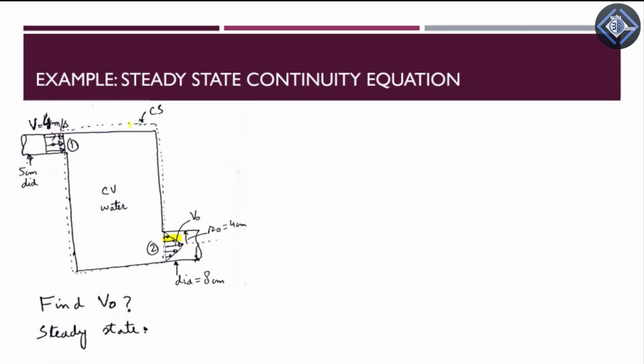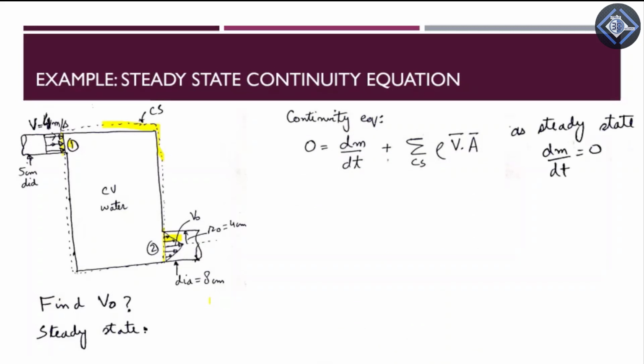So the dotted line that you can see in this figure, we have drawn the control surface around the tank, and this control surface cuts through the sections where we actually know the velocity. So we know velocity at section 1, and it cuts through section 1. We don't know velocity at section 2, and our unknown v naught is at section 2, and it cuts through this section 2 as well. So we write continuity equation same as before, but as the problem is steady state, dm over dt will be equal to 0.